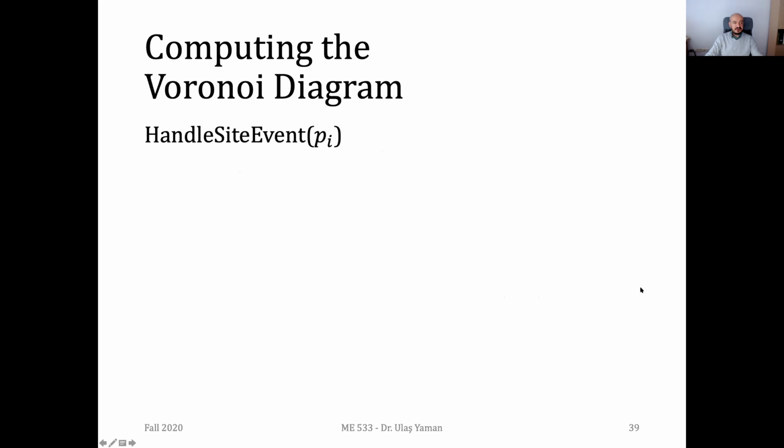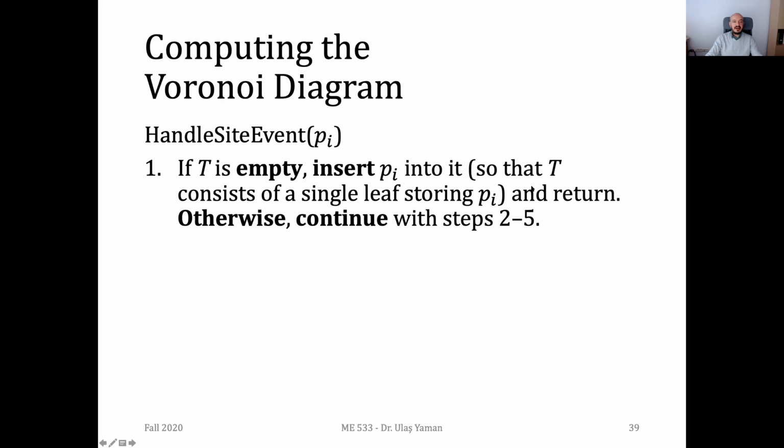So now let's focus on two sub-functions which are highly important. We have two events. The first one is site event, and the other one is circle event. Now this is the first one. How do we handle site events?